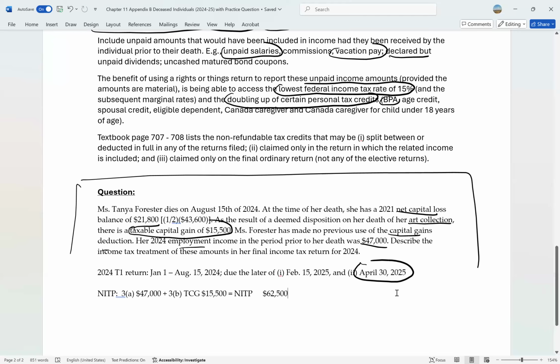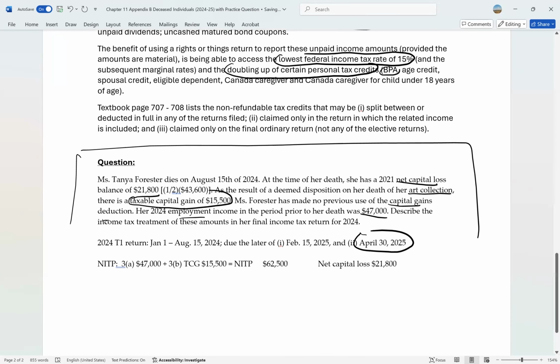And so remember we said we have this net capital loss of 21,800. So normally the net capital loss can only be used against taxable capital gain. But the way that this works is that, first, remember to use up these net capital losses, we first have to calculate net income. And then when we calculate taxable income, that's when we use these loss carryovers.